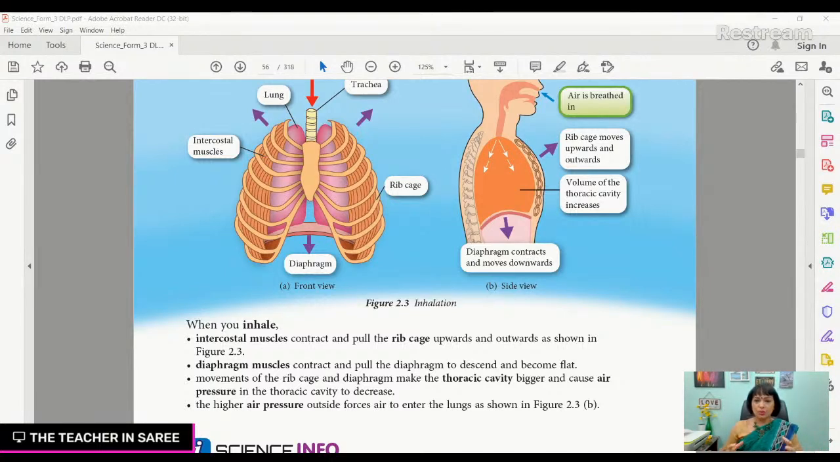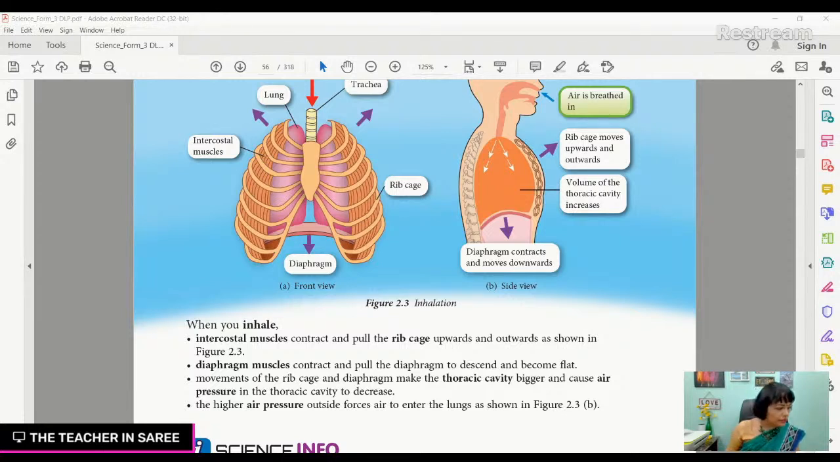So this will expand the thoracic cavity. Not only that, you have the diaphragm right below here, which will contract. Normally, in the relaxed state, this is how it looks. Now it will be flattened. Once it becomes flattened, this will increase the size of the rib cage. Of course, the size of the rib cage will increase.